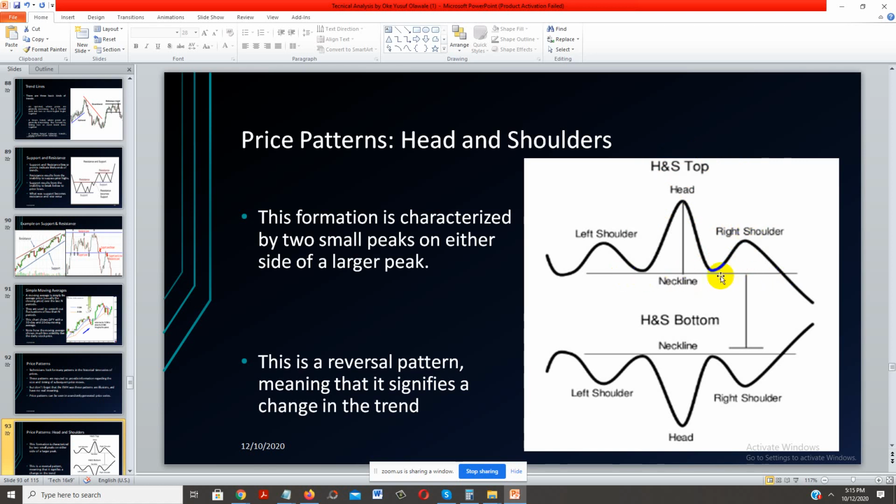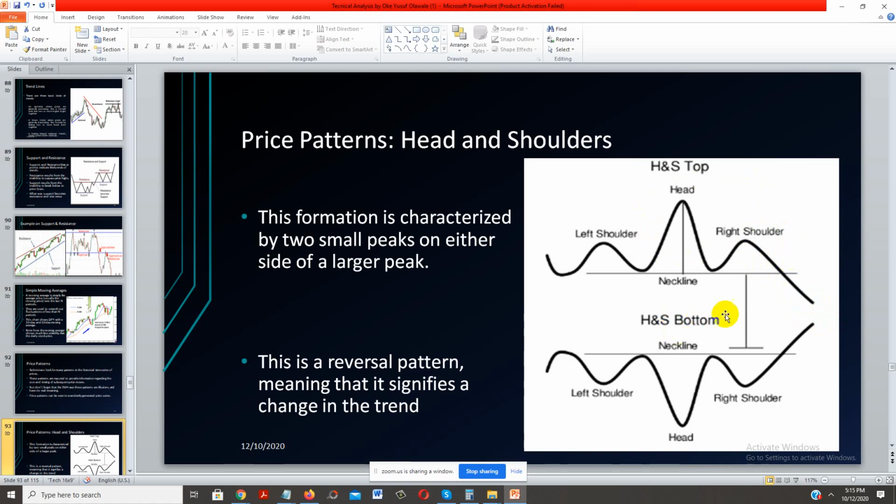Now you also look at the neckline. The neckline is like the support, the point whereby the price got to and bounced, got to again and bounced between the left shoulder and the right shoulder. So when you see this kind of pattern, let's say at the top of the right shoulder here, and it starts going down, you presume that there is a probability that there will be a breakdown of price. Okay, good.